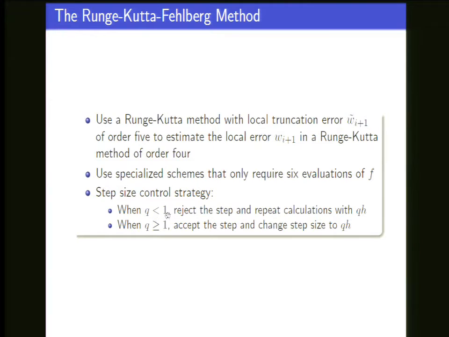And the step control strategy is, of course, this: if q is less than 1, okay, so every time you take a step, you compute this q. And if it's telling you that q should be less than 1, that's the same thing as telling you that your error was too large. You have to reduce the step size. It's very important to realize that then you have to reject the step. You cannot keep the step.